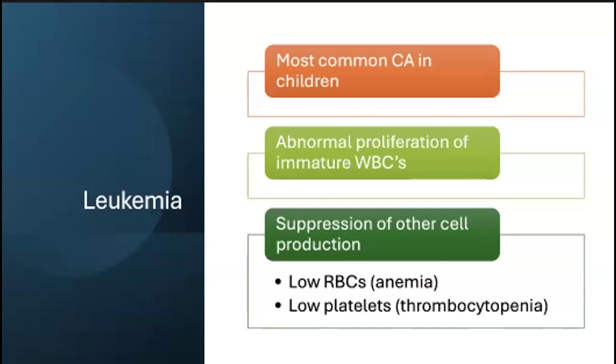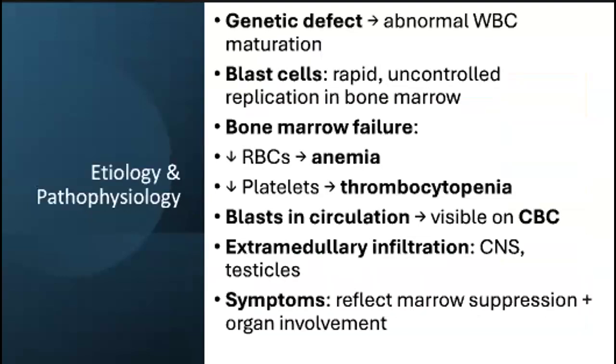Acute lymphocytic leukemia, ALL, is the most common form. Nearly all children can achieve remission. A 5-year disease-free survival rate is about 85%. So let's go into the etiology and pathophysiology a little bit more.